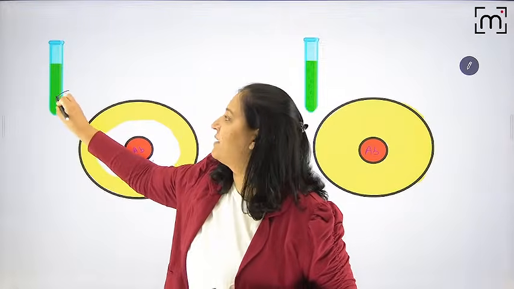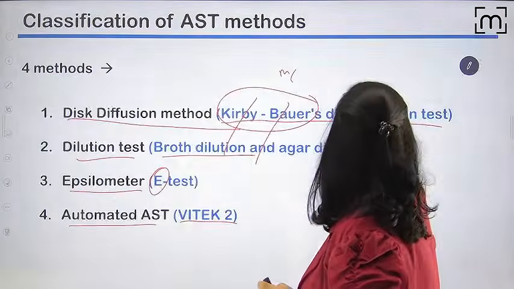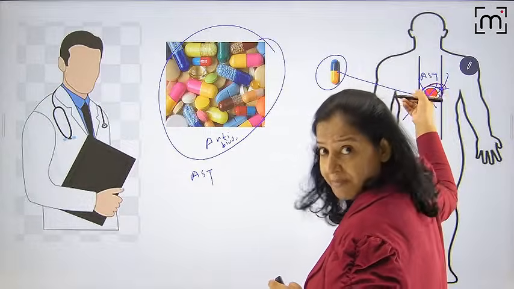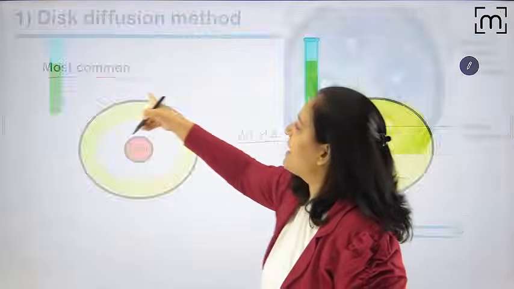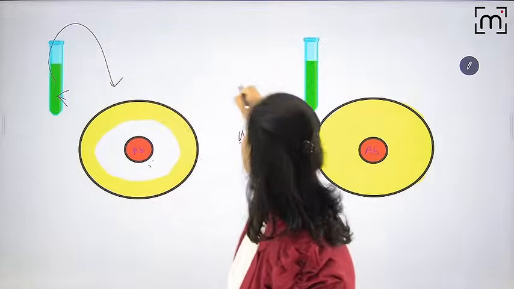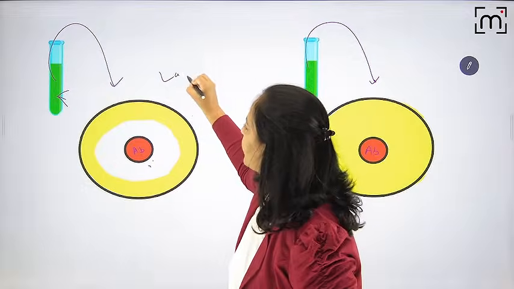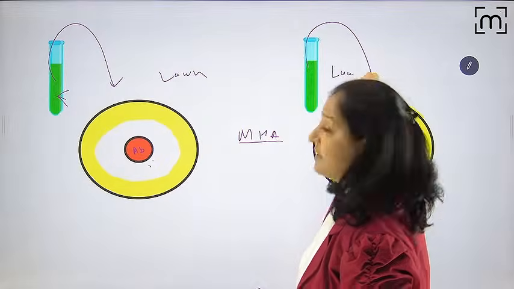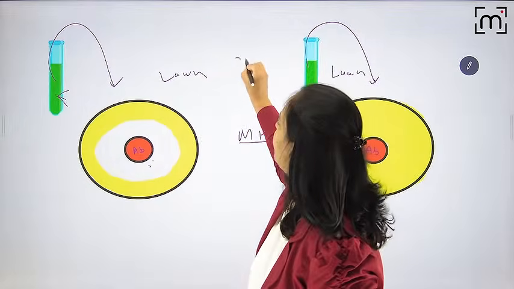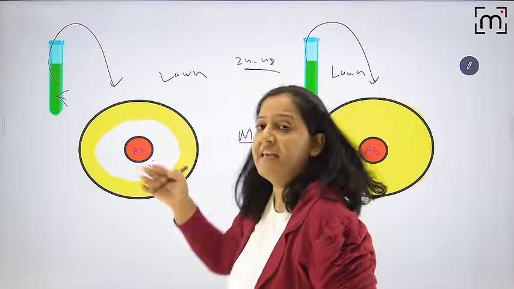The sample can be blood or urine. Inside the sample of my patient, this microorganism is there. I'm pouring the sample here and doing a lawn culture. The yellow color is the colony. After 24 to 48 hours, I will get the colony.